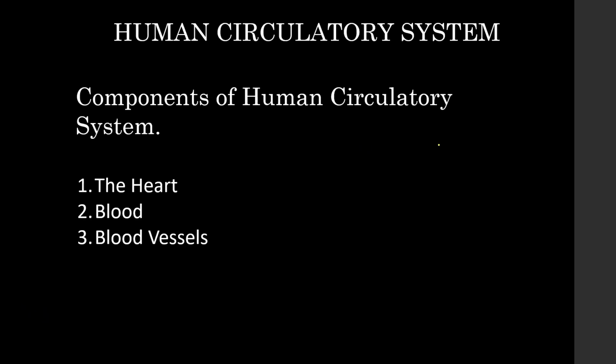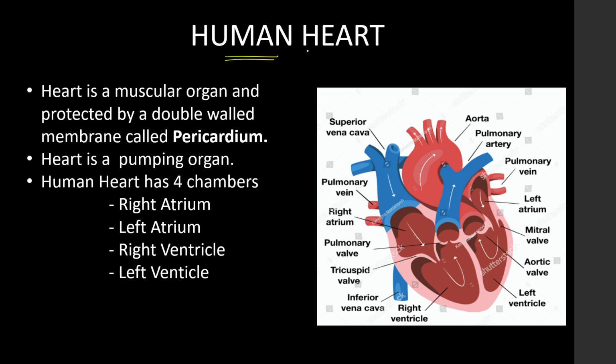So in this class we will study in detail the human circulatory system. What are the major components of the human circulatory system? The first is the heart, then the blood and the blood vessels. Now what is the human heart? The heart, as we all know, is present between the two lungs and slightly tilted towards the left side, right? The heart is a muscular organ, and it is protected by a double membrane wall called the pericardium. What is the pericardium? The outer covering membrane of the heart is called the pericardium.